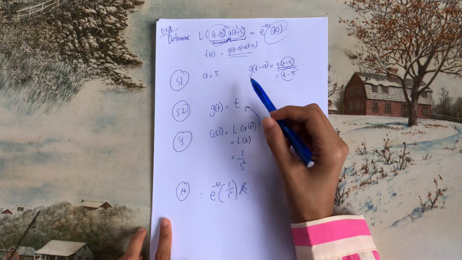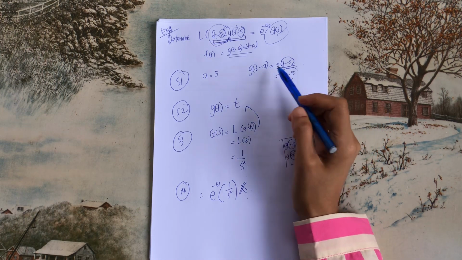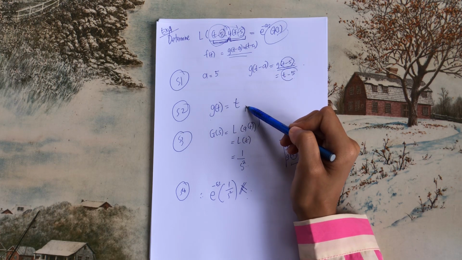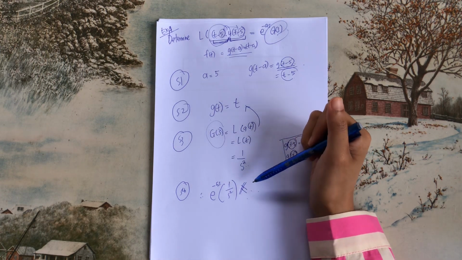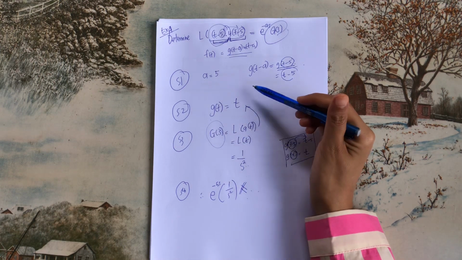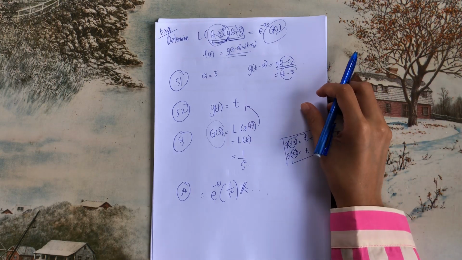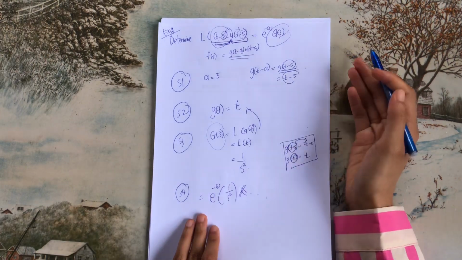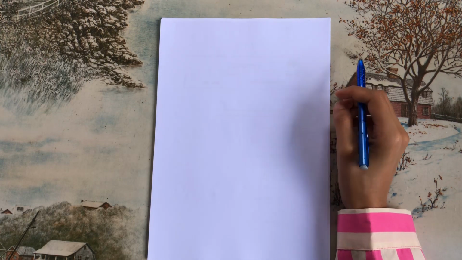We have 4 steps here. Step number 1, identify your a. Step number 2, identify g(t minus a) and find out your g(t). Step number 3, find your G(s). And the last one, you just compile the answer that you get from the previous steps. So this is the answer. Maybe you're still blur, so I will show you the next example.